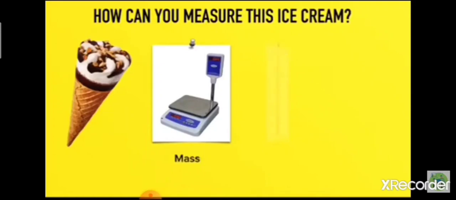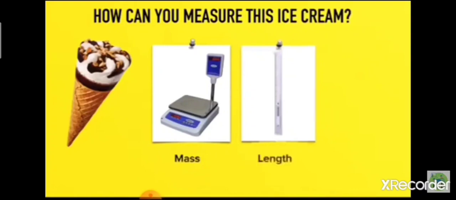Now we have a scale. So the second instrument which we have to measure the ice cream is a scale. Now how can we use the scale to measure the ice cream? So we can measure the height of the ice cream with the scale. Okay students? So basically we can measure the length of the ice cream.